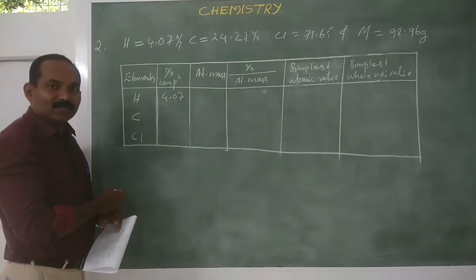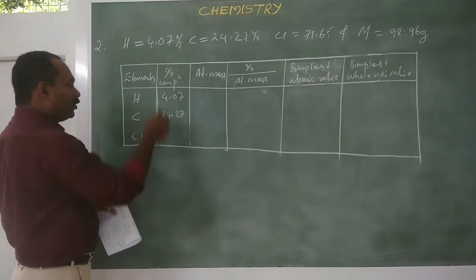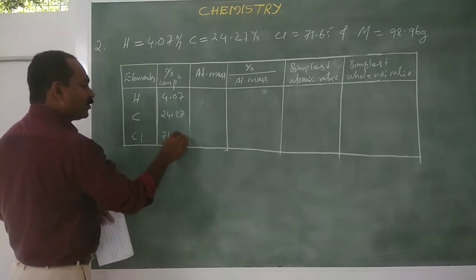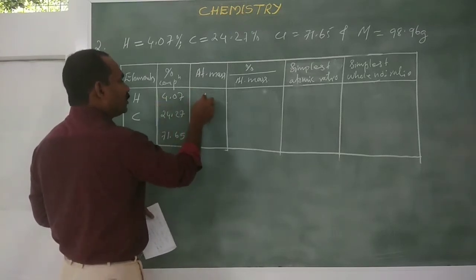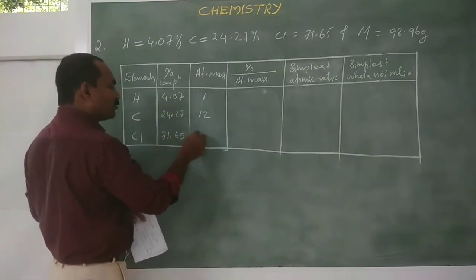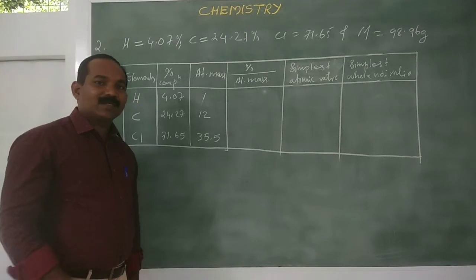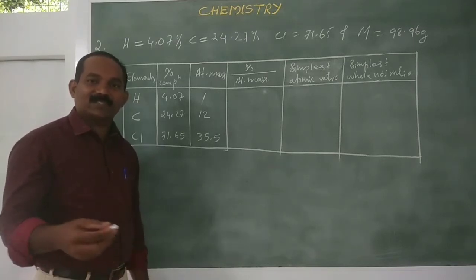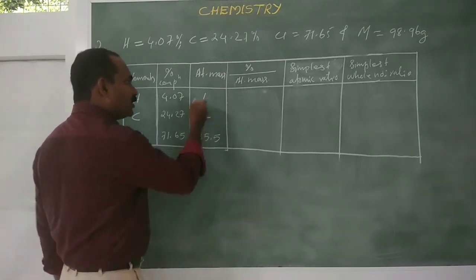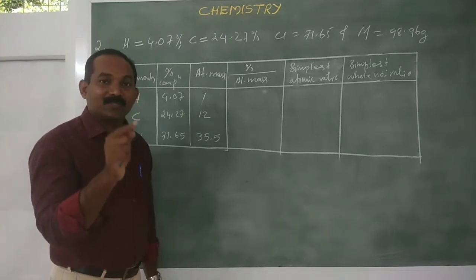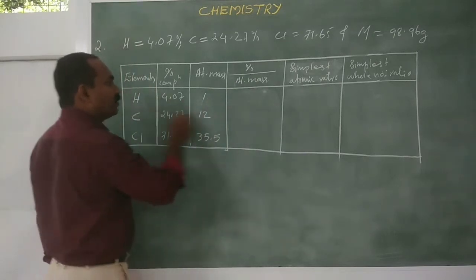Composition is hydrogen 4.07, carbon 24.27, chlorine 71.65. Then the atomic mass of hydrogen is 1, that of carbon is 12, that of chlorine is 35.5. In the textbook it is 35.46, so you round off to 35.5. In the textbook the mass of hydrogen is 1.008, round off to 1. Then percentage of composition divided by atomic mass.